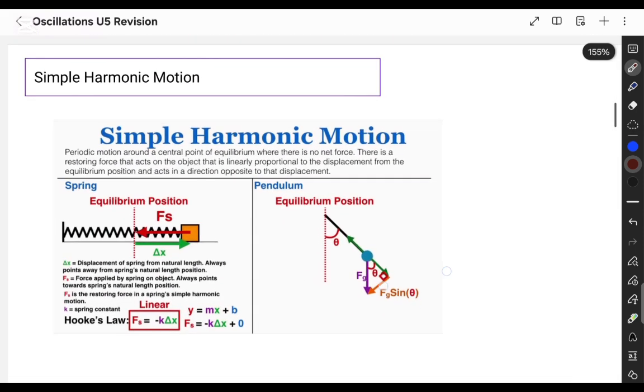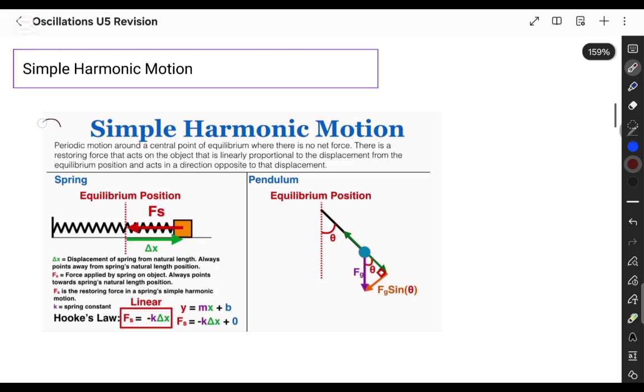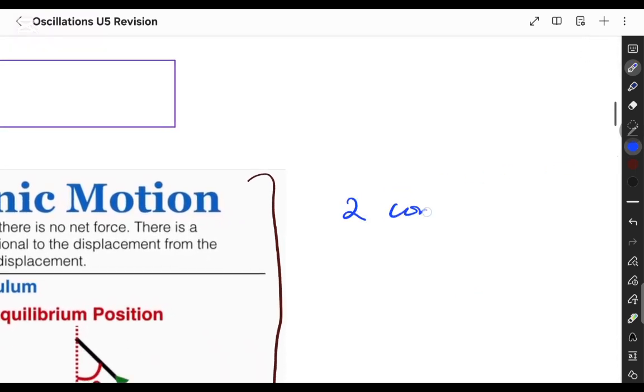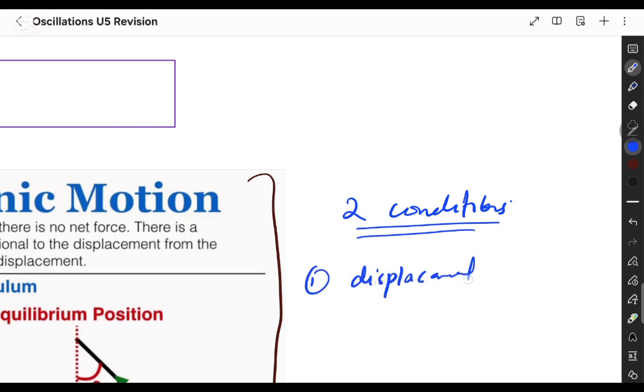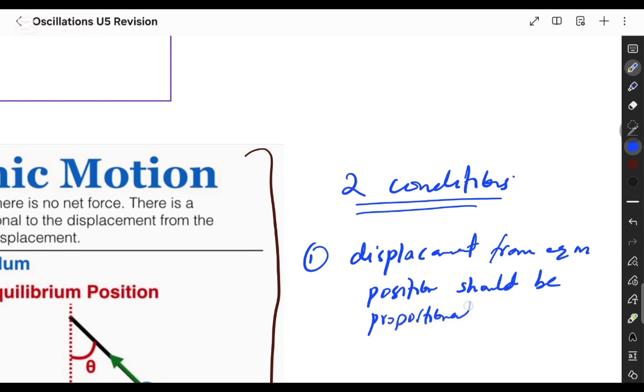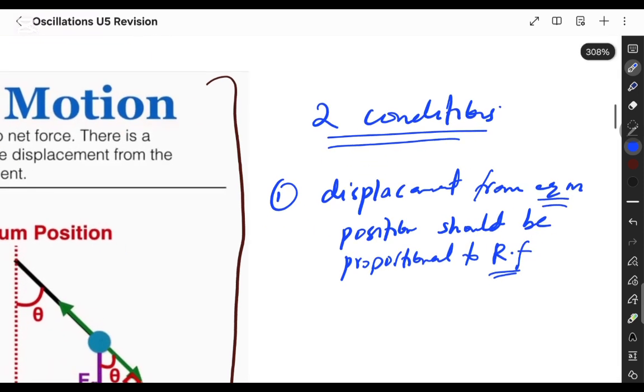Now let's move on to the definition of simple harmonic motion. So I want you to pause the video and read through this, which I hope you already know. Okay, so remember, there are two conditions for simple harmonic motion. The first one is that the displacement from equilibrium position should be proportional to the resultant force. Now I'm writing it like this so it's a bit quicker, but you have to write the full thing in exam.